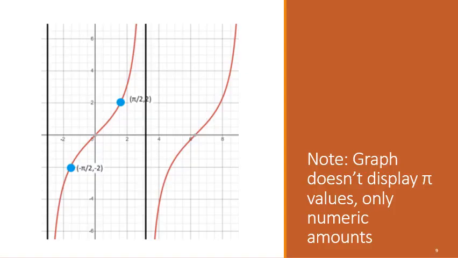So here's what our graph looks like. Realize that the graph isn't displaying pi functions, just numeric amounts, so you have to assume a little bit between the two. But we have our x-intercept at the center point of this tangent curve at 0, 0, and then we plotted our two points at our quarter points of 1/4 and 3/4, and those land at -pi/2 by -2 and pi/2 by 2 for the 1/4 and 3/4 respectively. That is plotting and graphing our tangent curve.